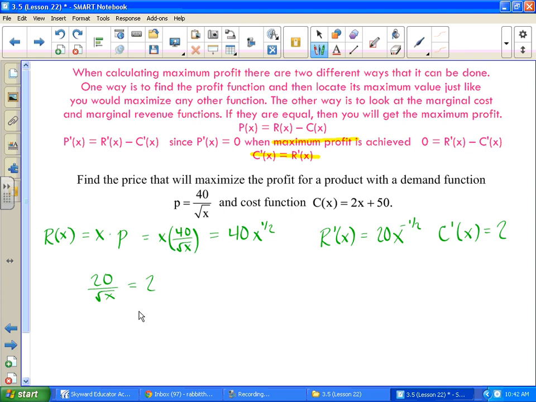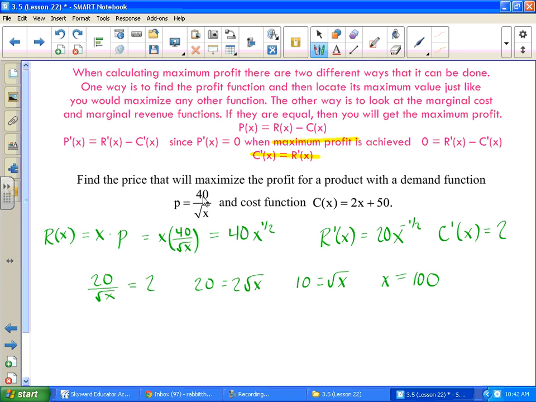How would I solve that? Times by square root of x, then divide by 2, and then square both sides, and I get x is 100. Does that make sense? Is that number okay? Is it in the feasible domain? Yeah.